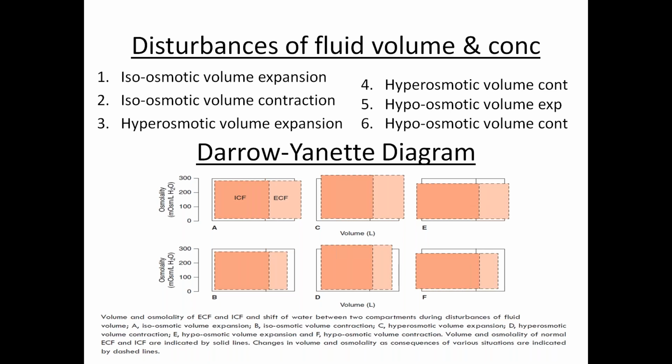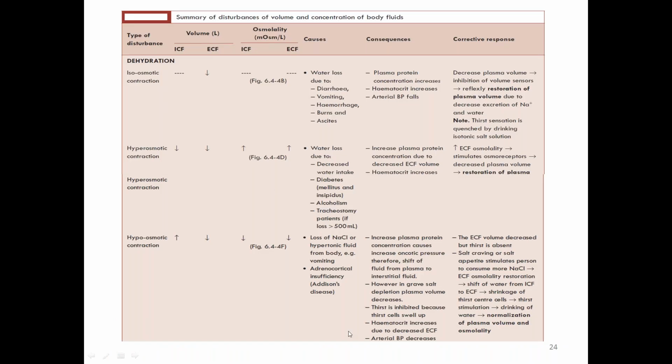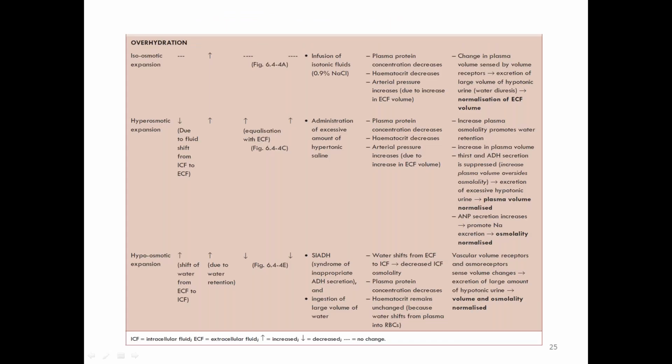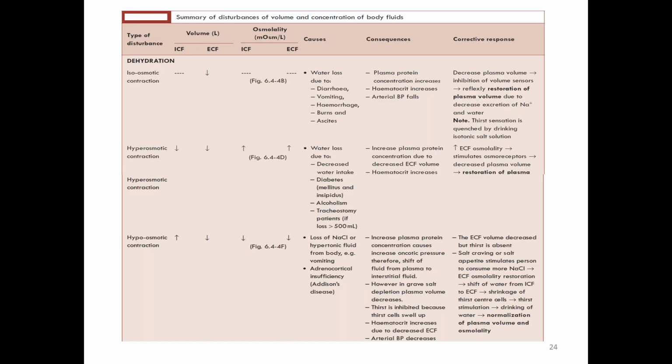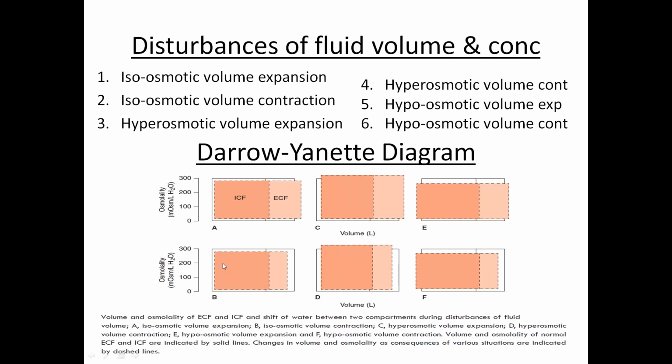And whatever I tell you, at the end I will show you a table which will compile all that I'm explaining shortly. So don't worry about it. If you can just have this table in mind, I'm sure you will remember this. So this diagram is called the Darrow-Yannet diagram. It's given in Ganong.